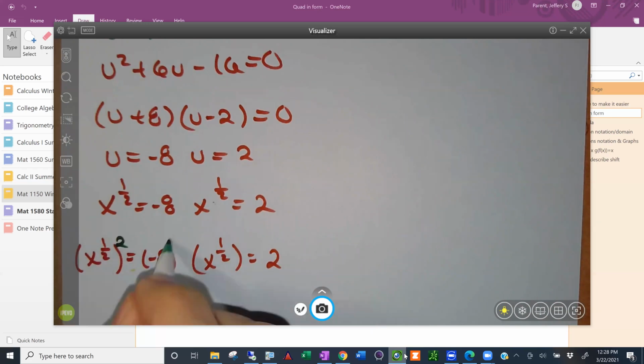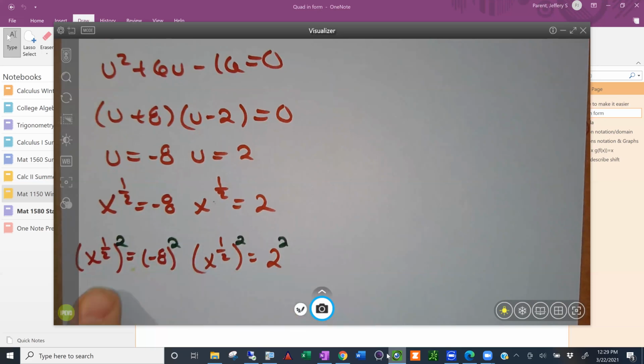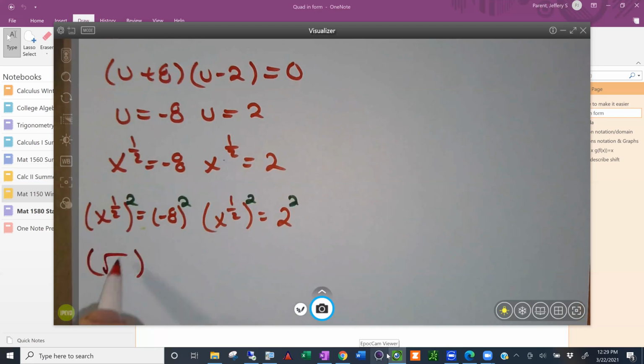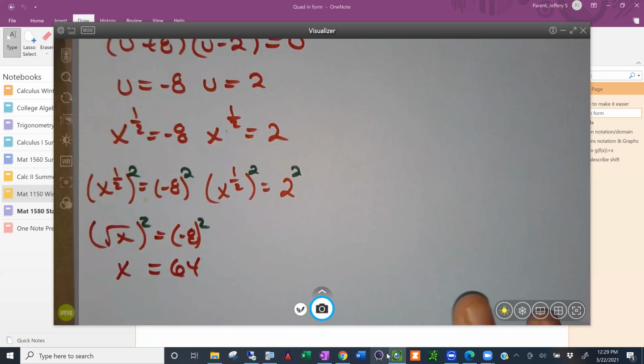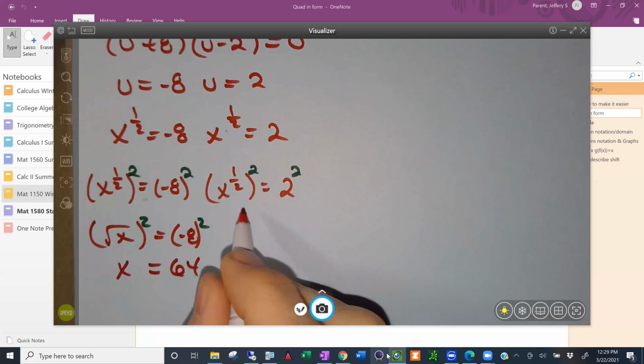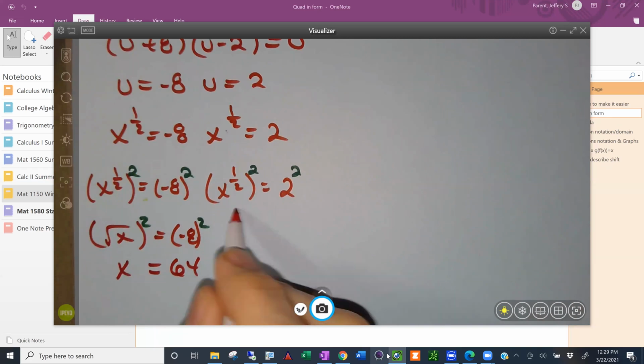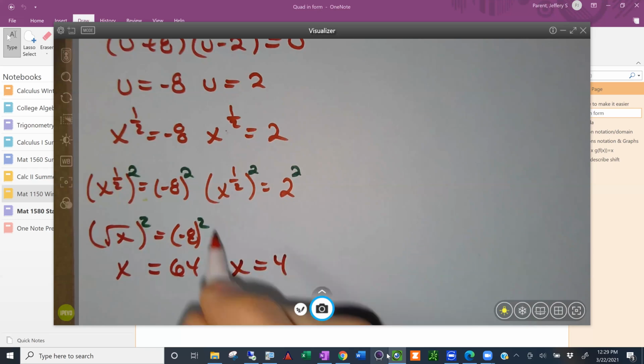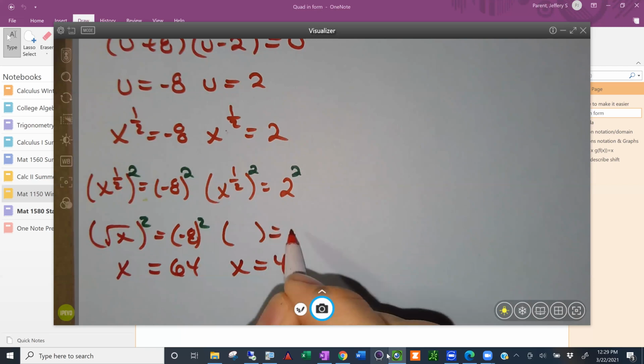So I'm going to square both of them. And that makes sense because really x to the 1/2 power is a square root, right? So what I'm effectively doing is squaring a square root. These are inverse operations. And then when that cancels, that leaves me with x equals 64. Or over here, what do I get for x? 4, right? Yep, x equals 4. Except there's a little bit of a problem here. And I'll talk about that in a minute.